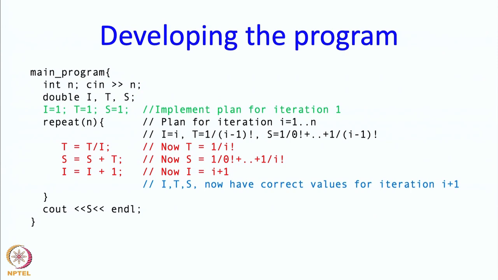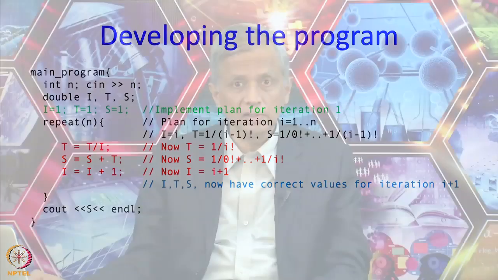And finally, capital I should take the value I plus 1 at the beginning of the I plus 1th iteration. And that exactly is what we have done. So we have followed our plan. Not only that, we have done exactly what we used to do in the manual computation, and therefore we have finished writing the program.